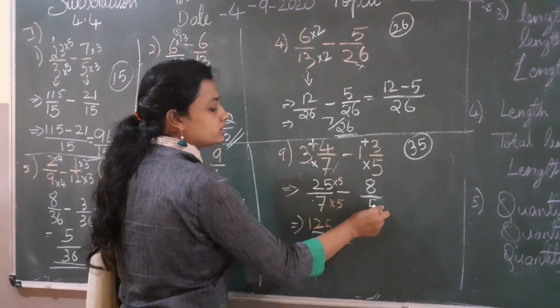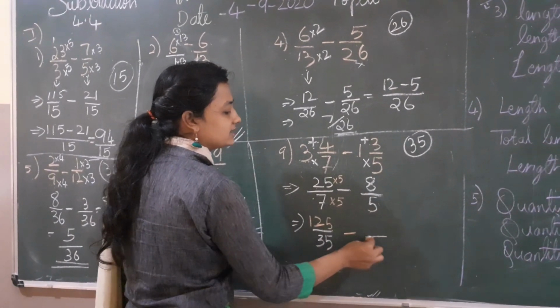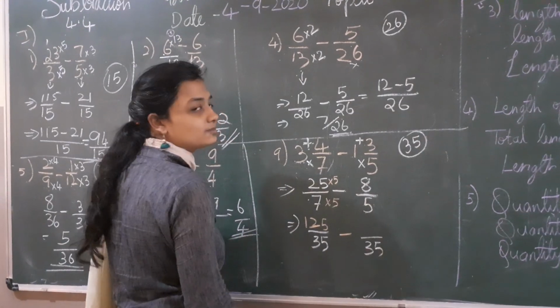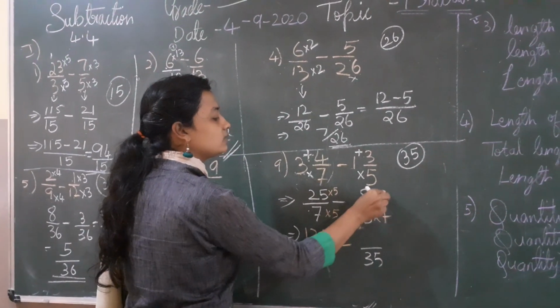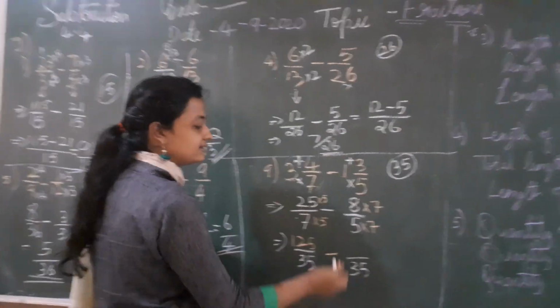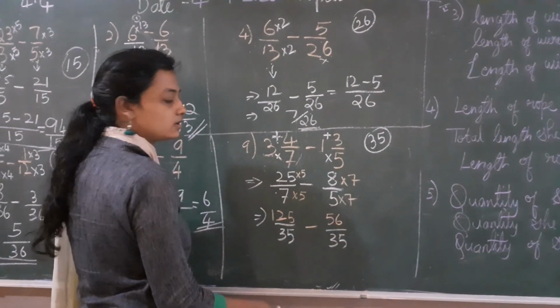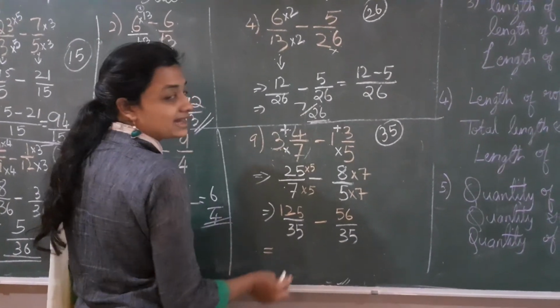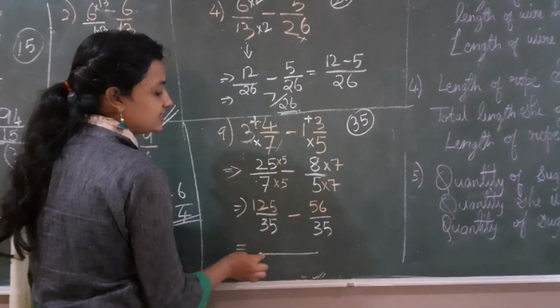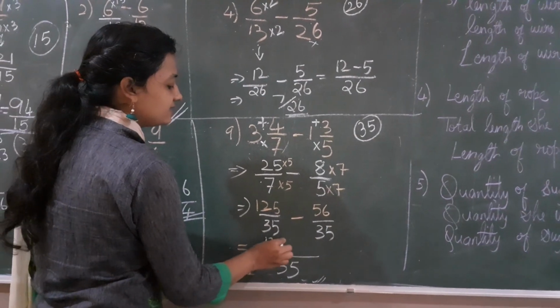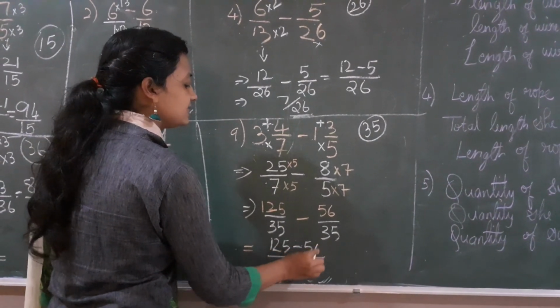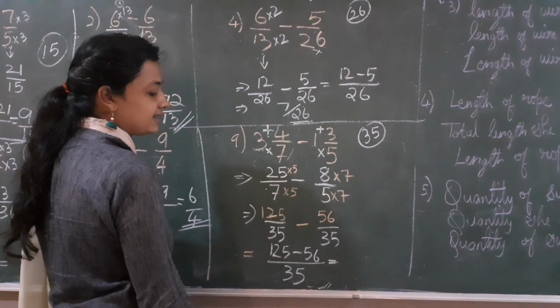Now what should I multiply with 5 to get 35? I should multiply with 7. So I will multiply 8 also with 7. What is the answer I get? 56. So now they are like fractions. I can subtract them easily. 35 in the denominator. 125 minus 56. What is the answer I get?